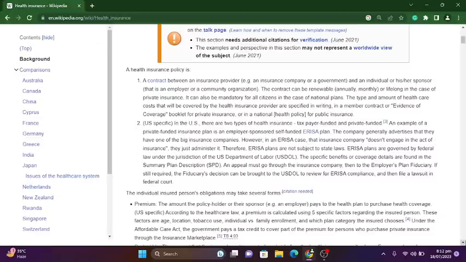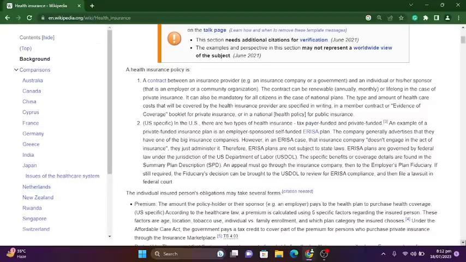The specific benefits or coverage details are found in the summary plan description. An appeal must go through the insurance company, then to the employer plan fiduciary. If still required, the fiduciary decisions can be brought to the USDOL to review for areas of compliance, and then file a lawsuit in federal court. Here, the individual insured person's obligations may take several forms.